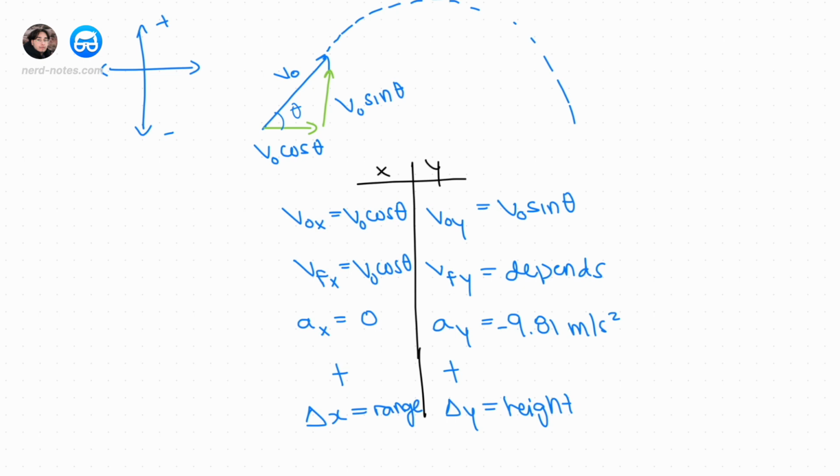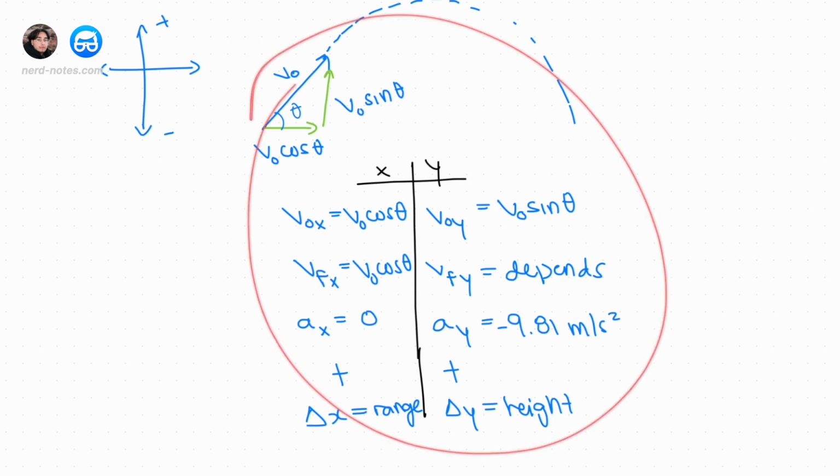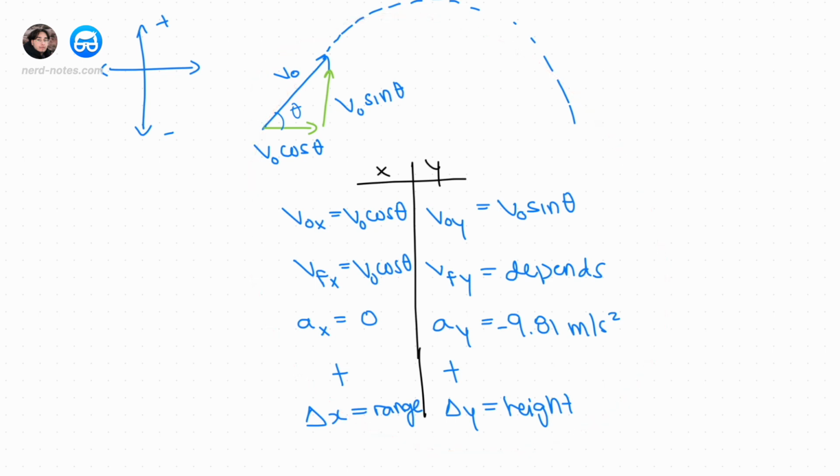All right, so that wraps it up for understanding the kinematic variables in projectile motion. And in the next video, we're going to take the exact same method and apply it to pretty much any projectile motion problem that we want to solve and actually get a numerical value.